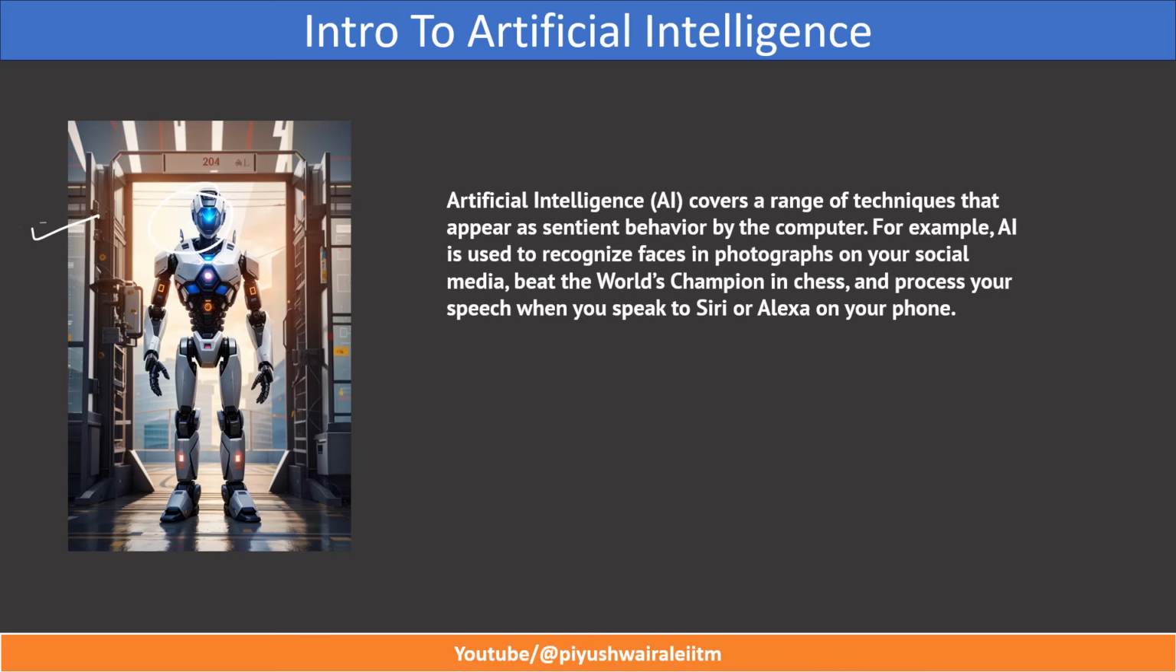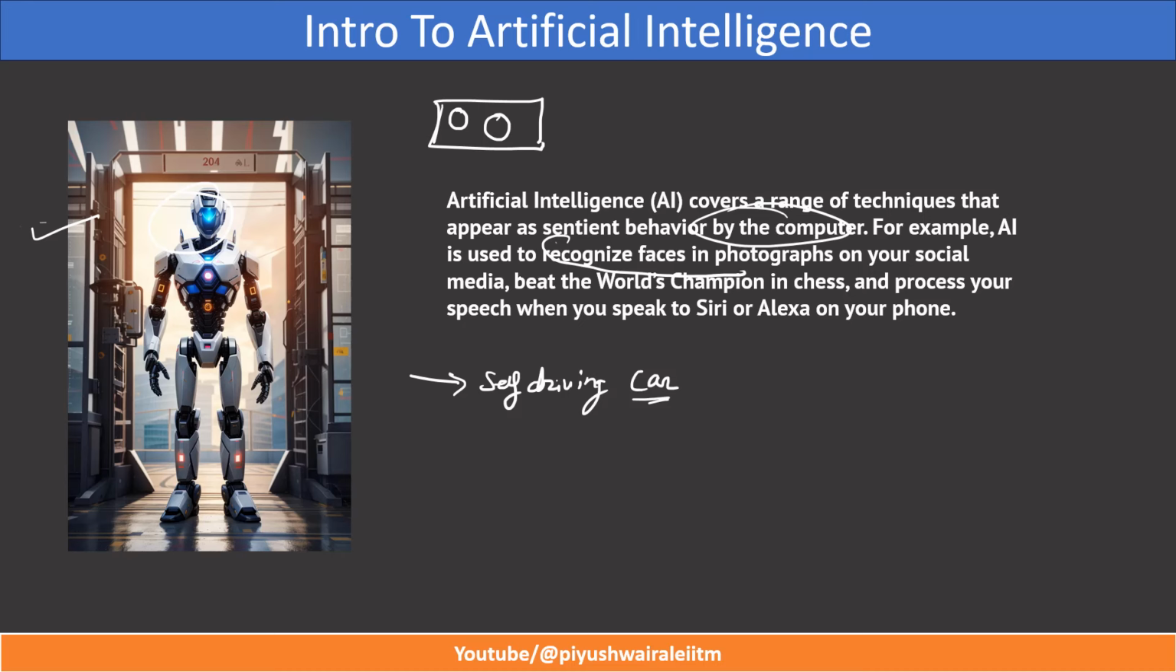So what is AI? AI covers a range of techniques that appear as sentient behavior by computers. For example, you must have seen a self-driving car. We just have to select our destination and the self-driving car will take us to that destination. And you must have seen face recognition in photographs. For example, in a Facebook post, when you post a group photo, Facebook will suggest, okay, this person is this, tag him. This suggestion that Facebook gives is all based on an AI algorithm.